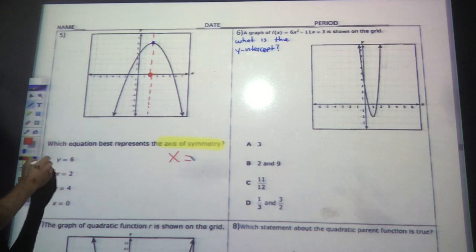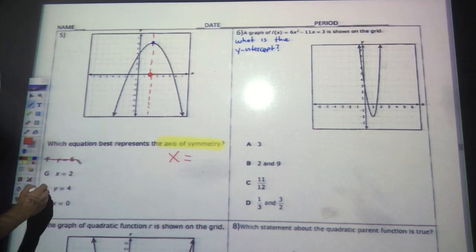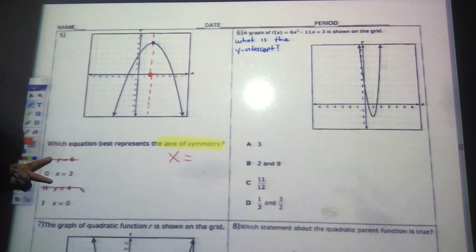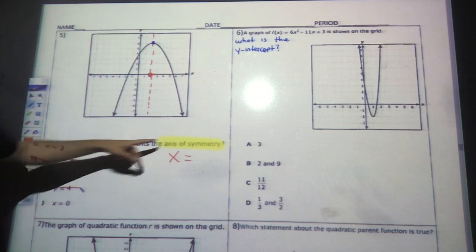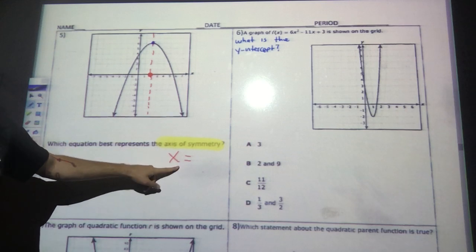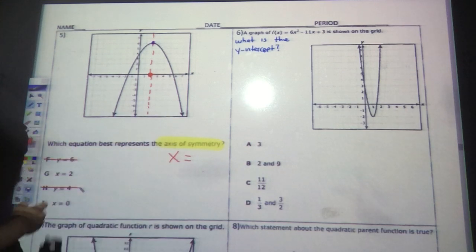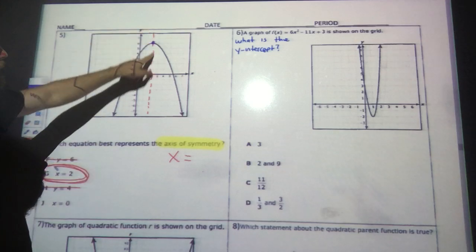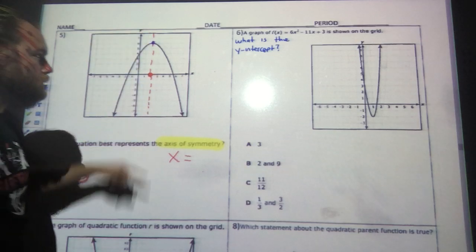So choice F is automatically out, choice H is automatically out, because they have y's, not x's. Your axis of symmetry needs to be an x equals. In this case, we have x equals 2 because it cuts that graph down the middle at 2.